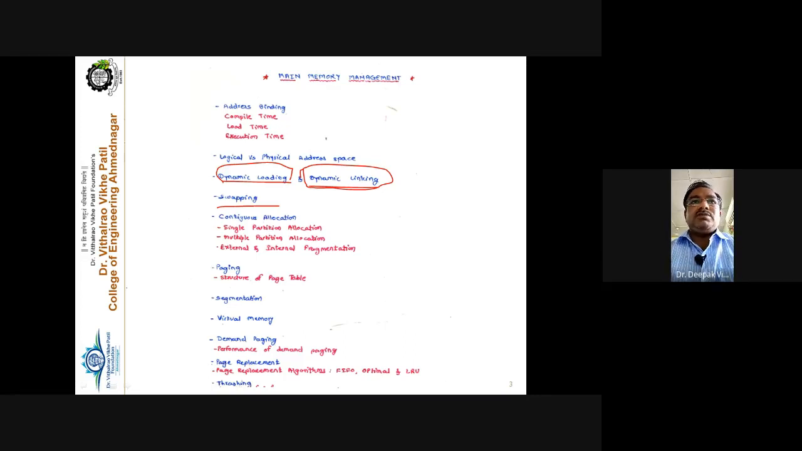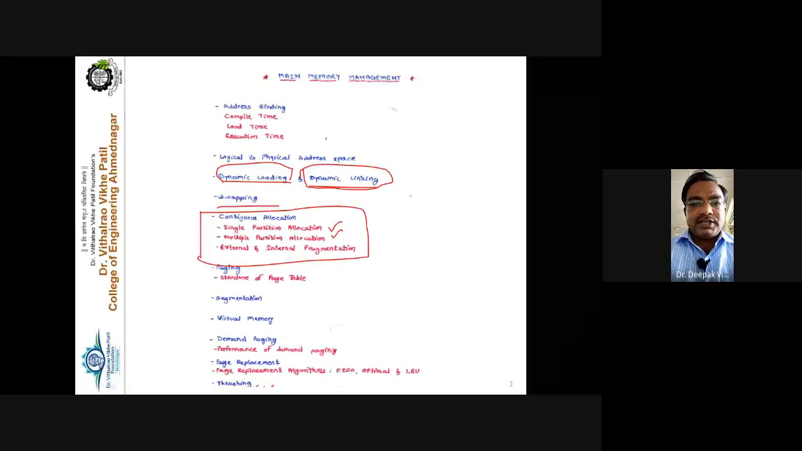Now, the most important concept that we are going to discuss is contiguous allocation of the memory. Contiguous allocation has two parts, the single partition allocation and the multiple partition allocation, that we are going to discuss today. Along with this, the MMU, the memory management unit, gives us the location where that particular process is to be loaded inside the main memory.